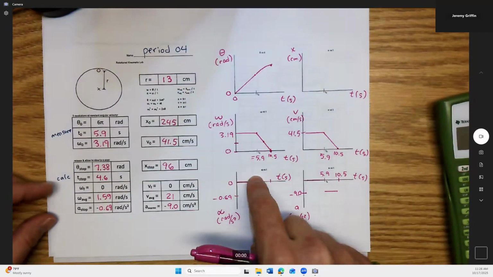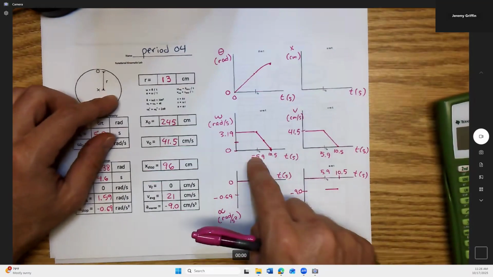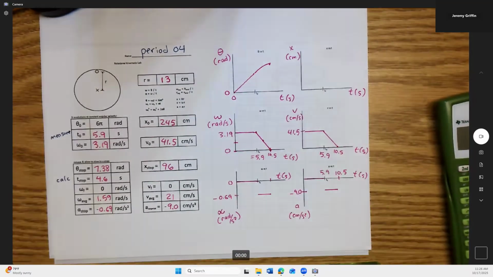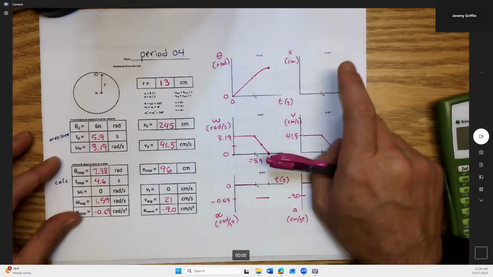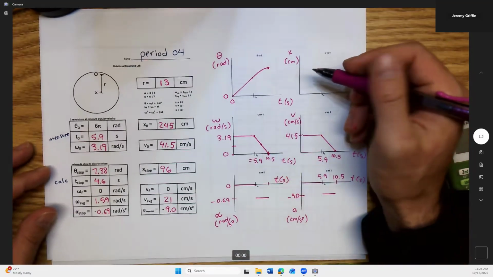Because take this one, multiply by 13 centimeters, you get this one. Take this one, multiply by 13 centimeters, you get this one. That's all. Okay. So, what do you guys think the x versus t is going to look like?